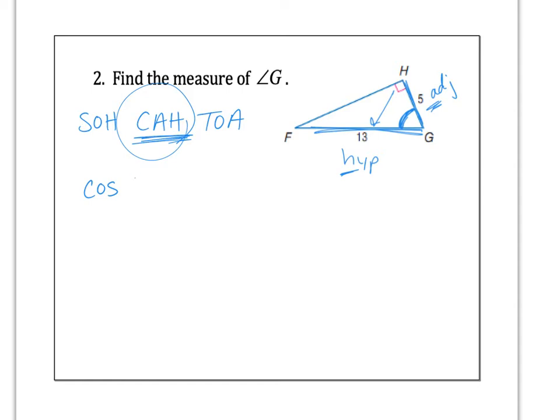So we don't know how big the angle is, so we'll just use the letter. And then adjacent goes on top, so 5. Hypotenuse goes on bottom, so 13. Now remember what we just talked about.